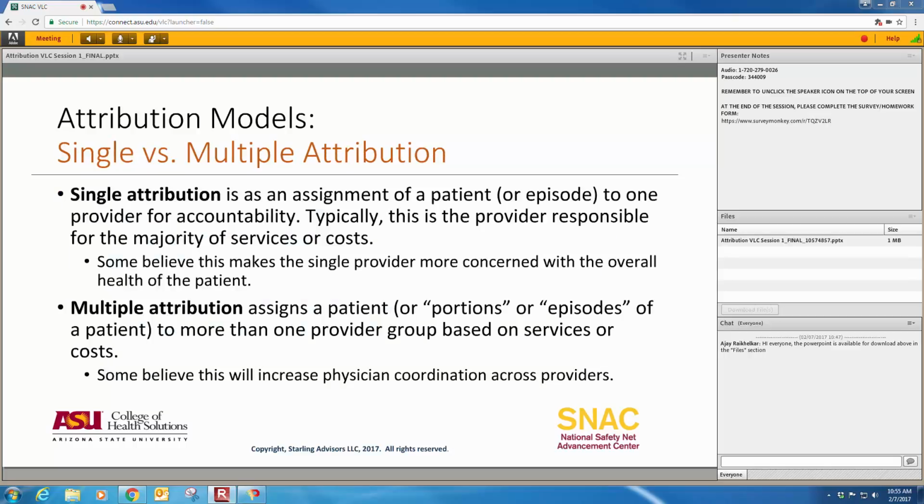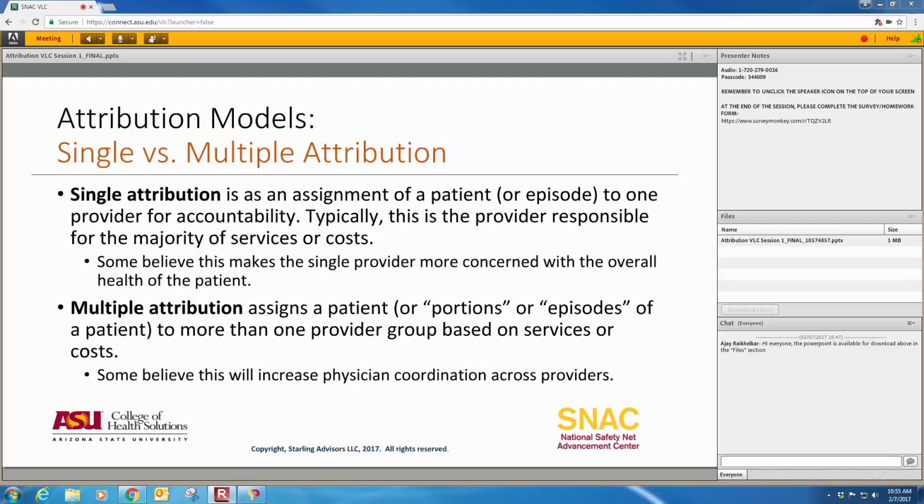There's also a distinction between single attribution, which is when an assignment of a patient is to one and only one provider. And this provider is the one that was responsible for a majority of service costs. And some believe that this makes a single provider more concerned with the overall health of the patient.